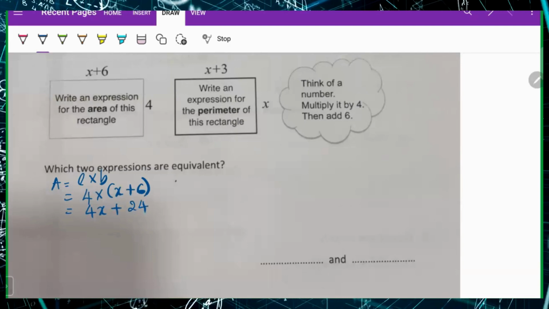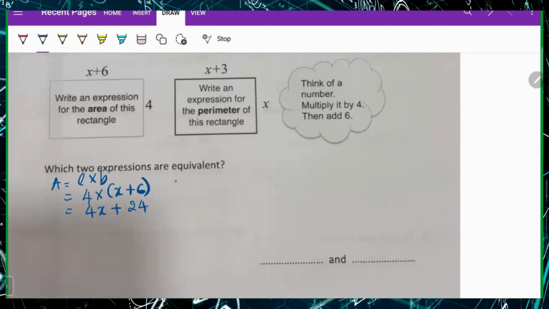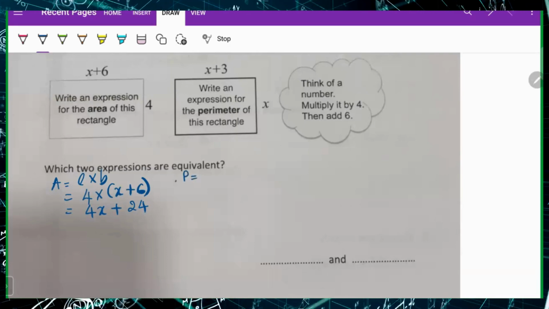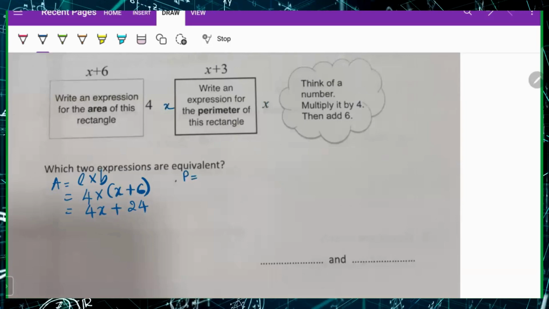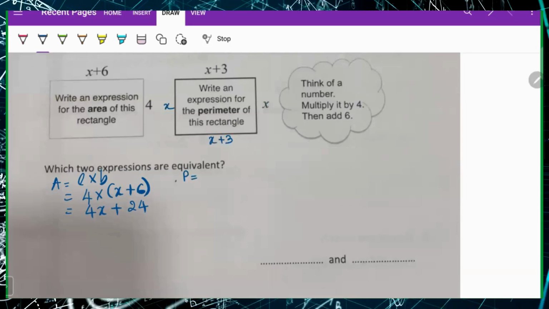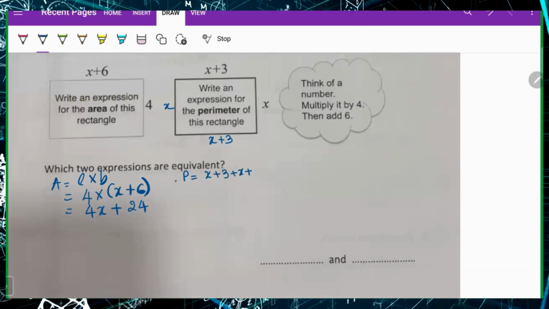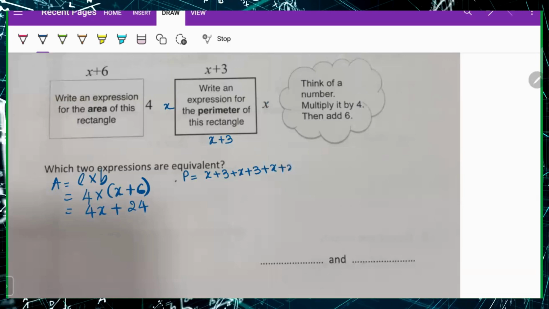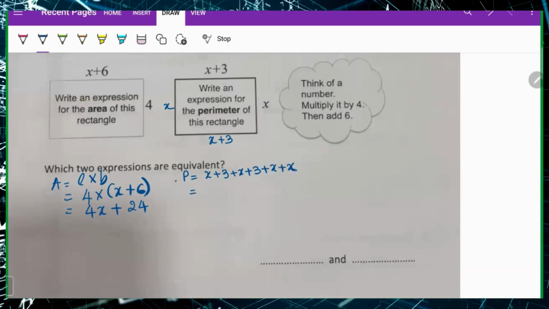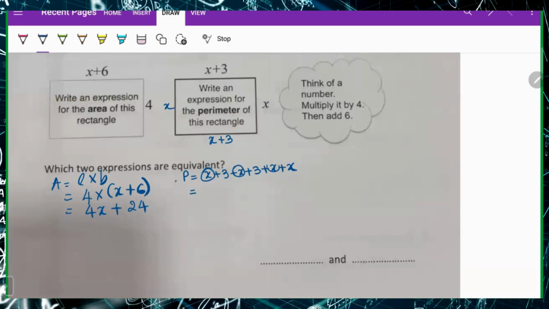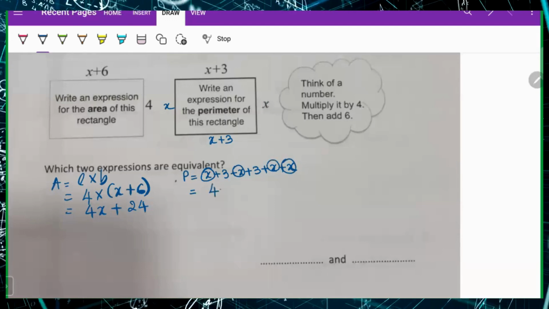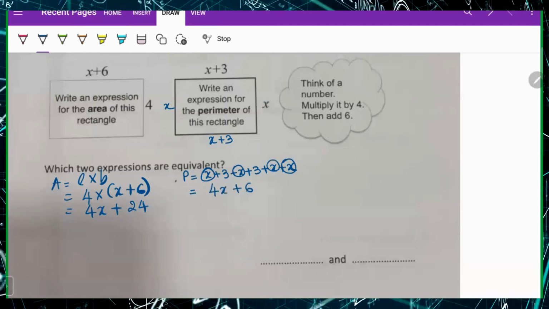Write an expression for the perimeter of this rectangle. Perimeter meaning sum of all sides. So if this is x, this will be x, this will be x plus 3, like this. So sum of all sides would be x plus 3 plus x plus 3 plus x plus x. x, x, x, x gives you 4x plus 6.